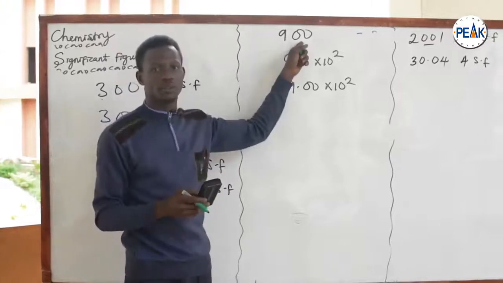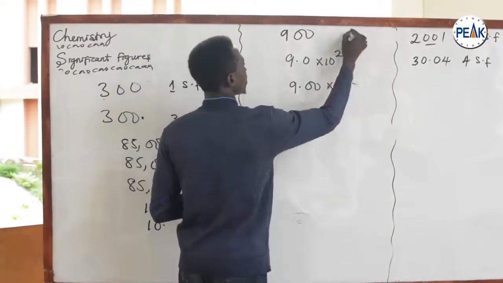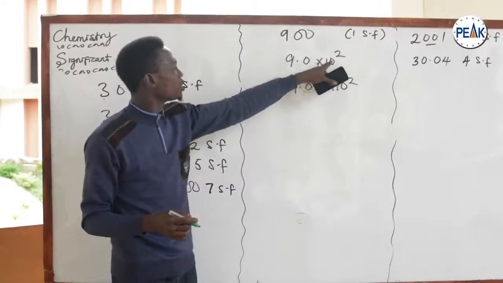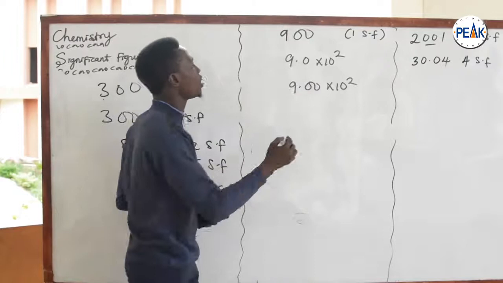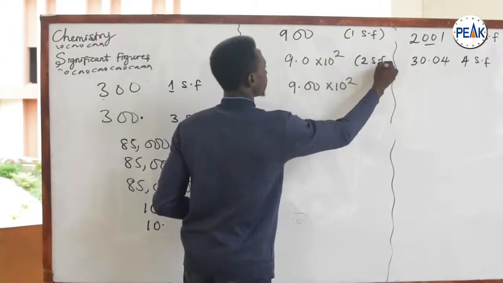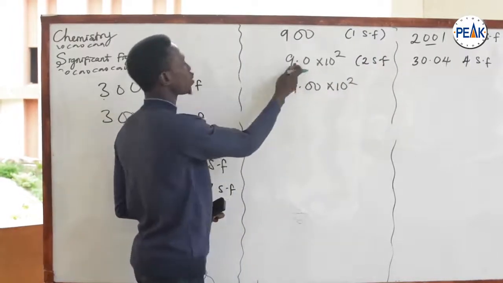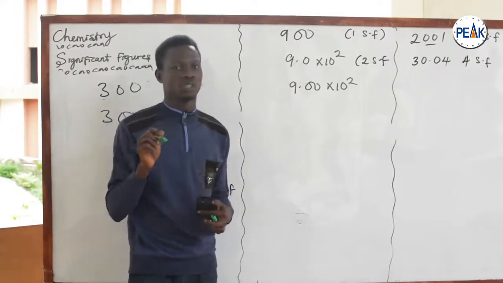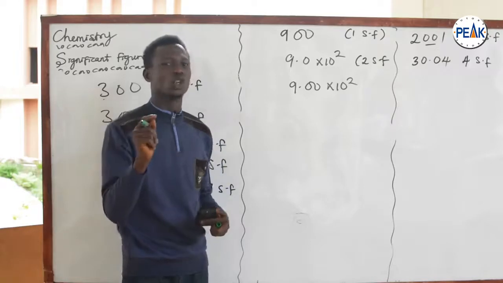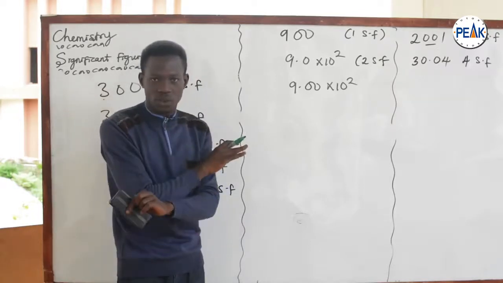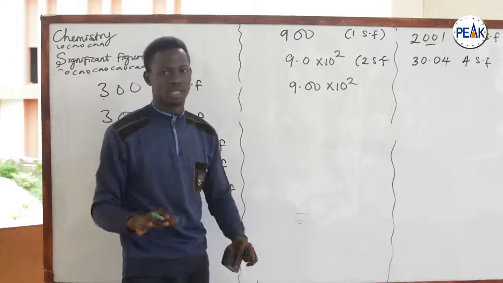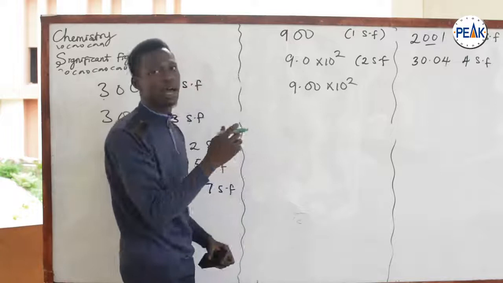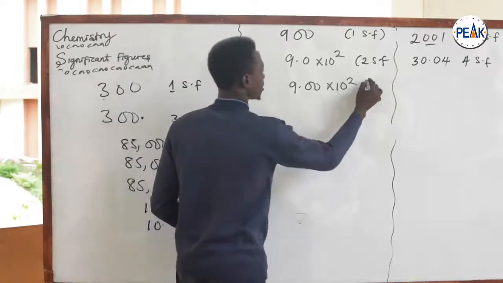900 as written in this form is just 1 significant figure. But 9.0 times 10 to the power 2, as written in this form, I have what? 2 significant figures, because this is a trailing zero that comes after what? A decimal point. A decimal point is very important for a zero to be significant. But then, just for trailing zeros, leading zeros in whichever form are not significant. 9.00 times 10 raised to the power 2, as written in this form, I have it to what? 3 significant figures.